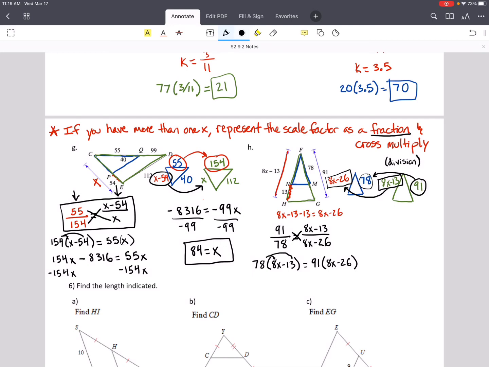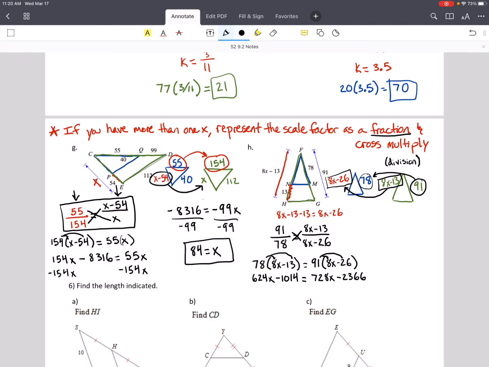I can distribute 78 to 8, so 78 times 8 gets me 624x. And now 78 times 13 is 1014, so I do minus 1014. Now I can take 91 and distribute it. 91 times 8 is 728x, and 91 times 26 is 2,336, so it's minus 2,336.